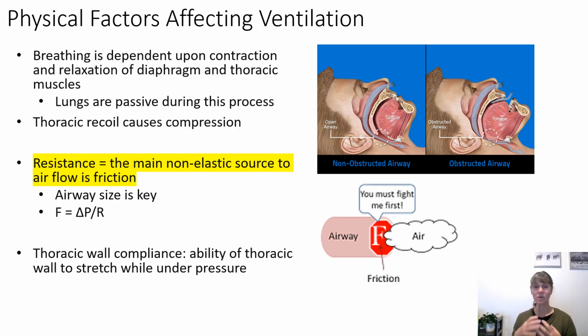So the size of the airway is key. Flow is going to be based on the change of pressure over resistance, and the smaller the airway, the more resistance, because there's going to be more friction on the walls, and the larger the airway, the less resistance. Thoracic wall compliance, which is the ability of the thoracic wall to stretch while under pressure, is going to also play a role in this.